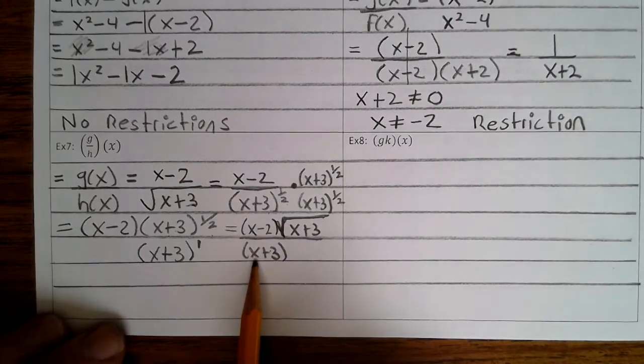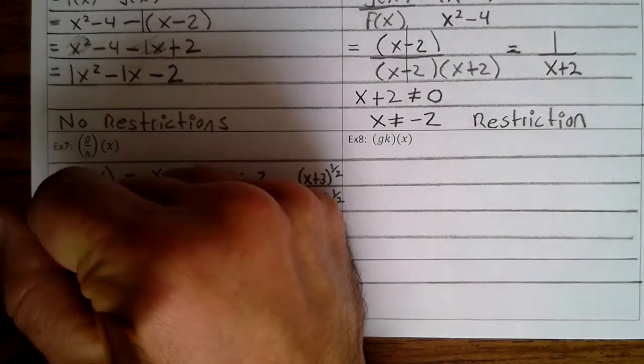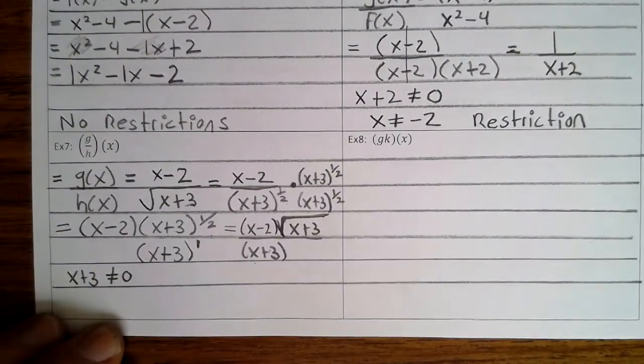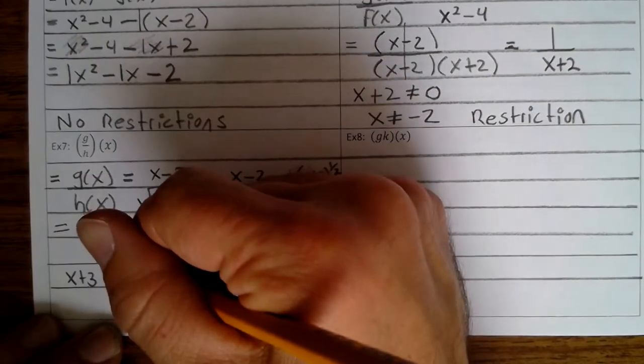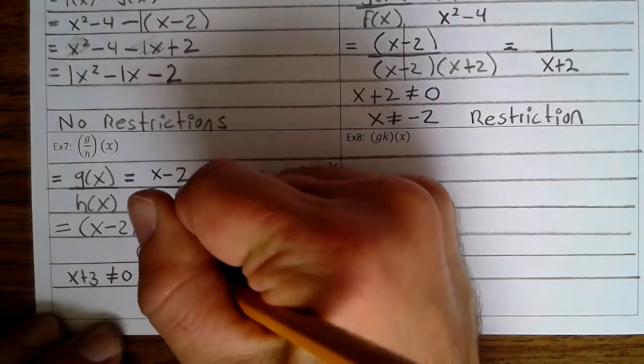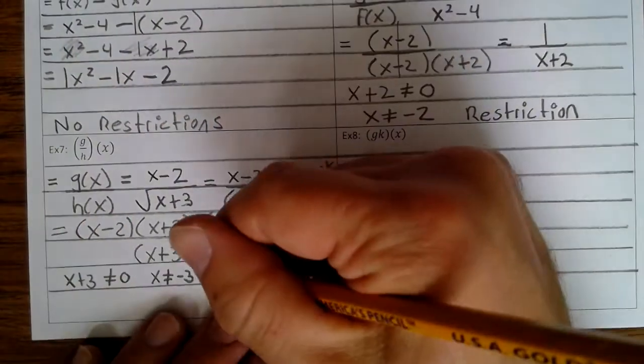Now, at this point, we have a denominator, so we need to set x plus 3 not equal to 0. So x does not equal negative 3, and that's our restriction.